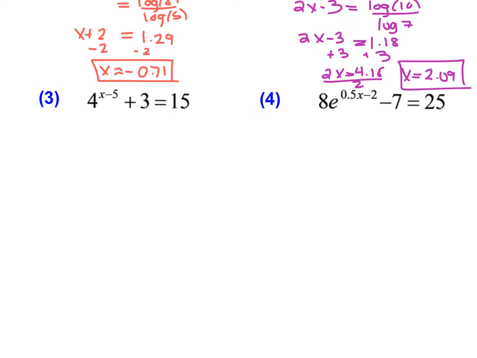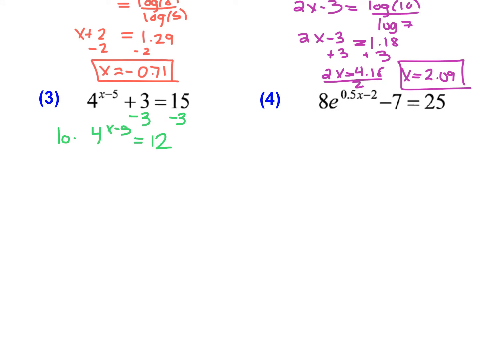Now if we look at the bottom two equations, what I notice in both of these equations is that the exponent is not by itself. We can only use this logarithm trick when the exponent is completely by itself on one side of the equation. So for this one here, we're going to need to subtract 3. So we have 4 to the power of x minus 5 is equal to 12. And then from here, we can use that logarithm trick to undo that exponent base.